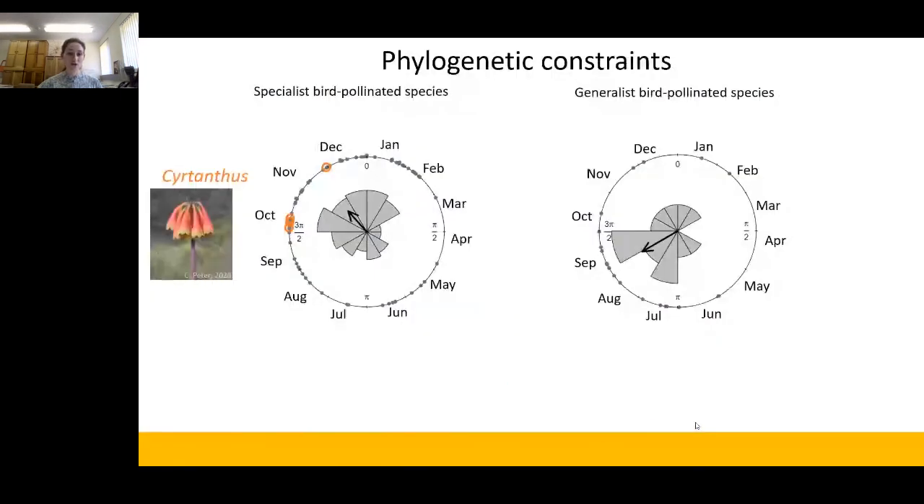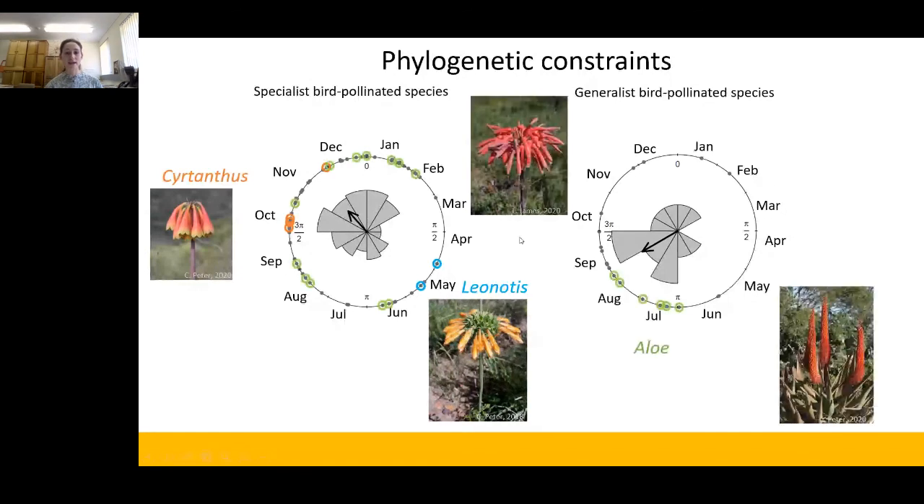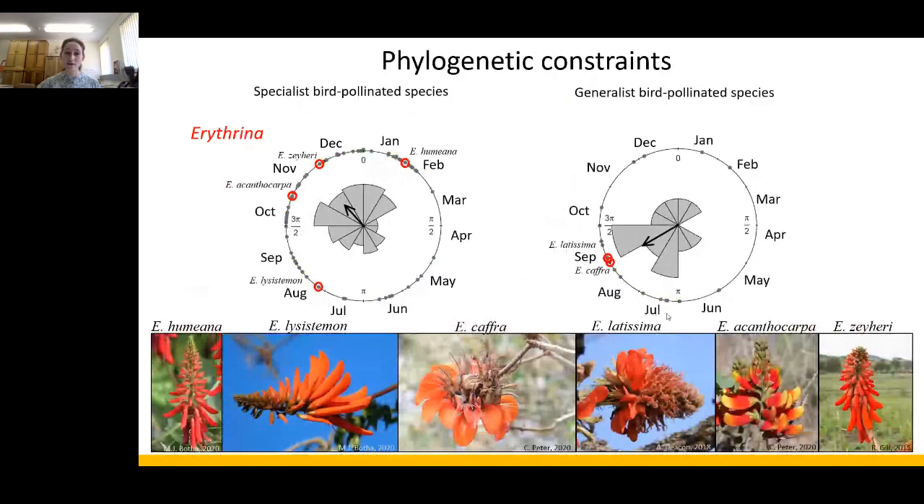So looking at phylogenetic constraints, if we look at these Catanthus species, they do all flower in spring and early summer. And the two Leonota species that I investigated only flower in autumn. However, when we look at a genus such as Aloe, we can see that they follow the same general trends as the species overall, with species distributed throughout the year in specialist bird-pollinated species, and species only flowering in winter and early spring in generalist bird-pollinated species. A similar trend to the aloes can be seen in the genus Erythrina, with again specialists flowering at a scattered time throughout the year, and the generalists flowering only in winter.